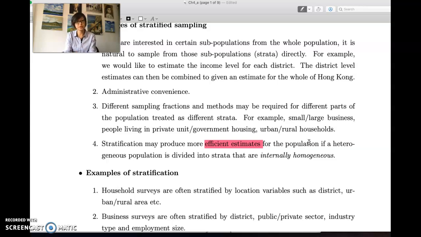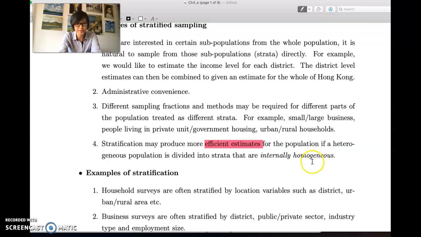As opposed to stratification, there is cluster sampling. For cluster sampling, we want the units within the cluster to be heterogeneous. We want them to be quite different. But between clusters, we want them to be quite similar. So it depends on what kind of variable we are interested in estimating. Then we would apply a different sampling scheme.